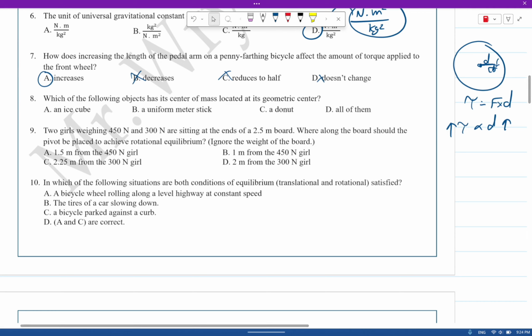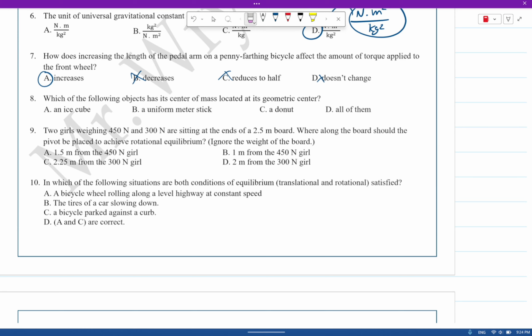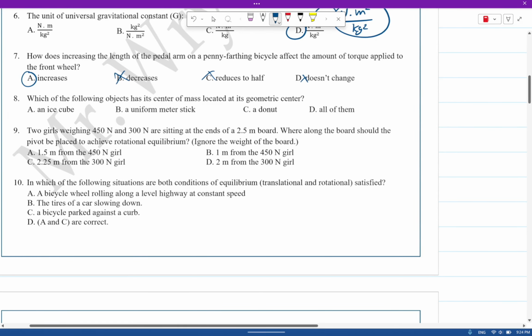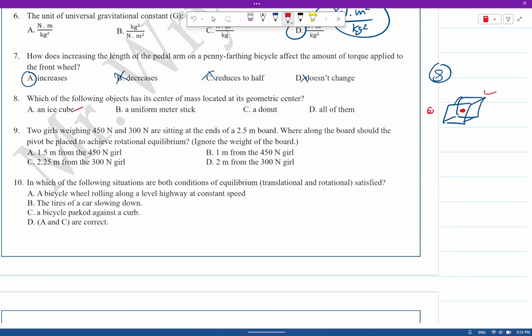Now, question 8 says, which of the following objects has a center of mass located at its geometric center? Let's analyze the options here. The question is about center of mass. The first option says an ice cube. Remember, if we have an ice cube, let's draw a nicer cube here. Let's say this is a cube. Of course, you can see that the center of mass is right at the geometric center. So ice cube is correct, but let's check the other options. What about B? It says a uniform meter stick.